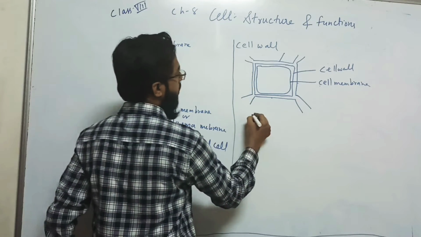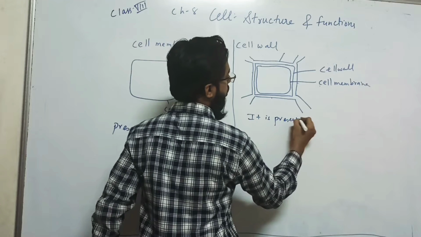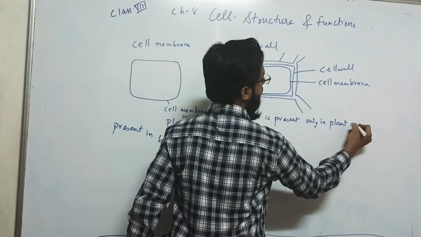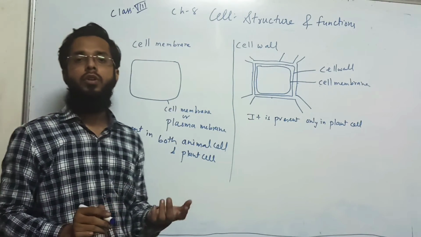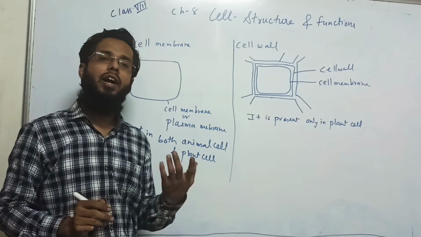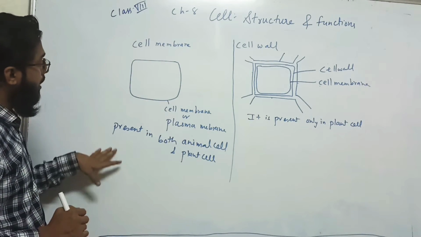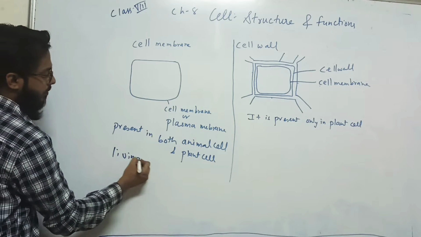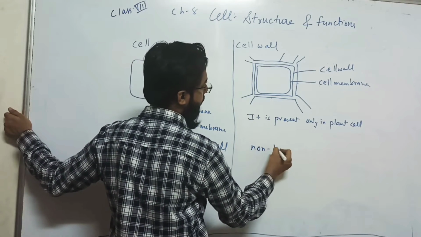the outermost layer is cell wall. It is present only in plant cell. Also, some bacteria and fungi have cell wall. Fungi and bacteria have cell wall. Now, cell membrane is living. Cell wall is non-living.